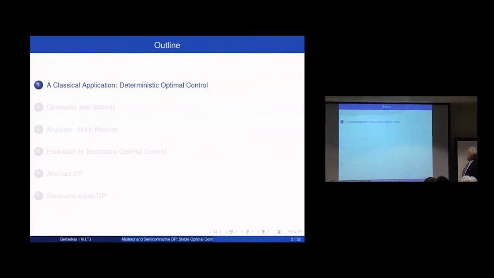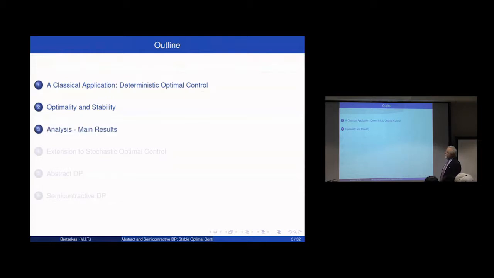Okay, so I'm going to start first with a classical application that deals with deterministic optimal control, classical issues of optimality and stability, whether an optimal policy is stable and vice versa. Then I'm going to summarize the main results and try to explain them. Then I'm going to extend the analysis to stochastic optimal control and stochastic shortest path problems. Then I'm going to get into a generalization, which is abstract dynamic programming, and how this particular application fits into the framework, and then talk about semicontractive dynamic programming at the end.